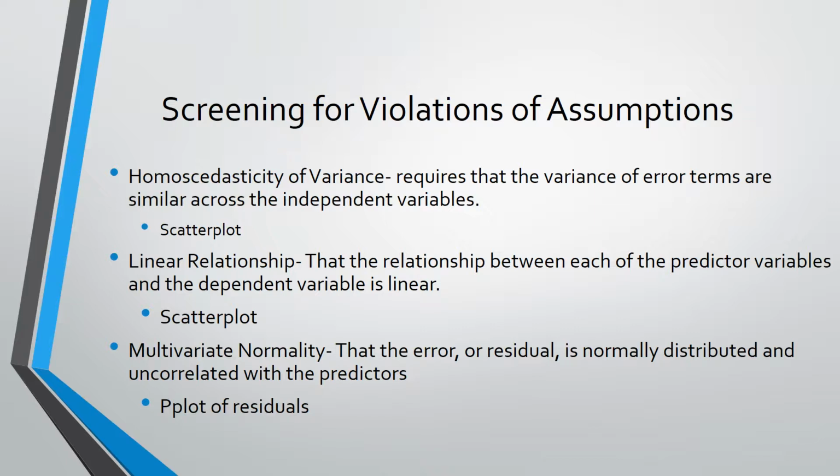The next violation of assumption that we're going to have to look at is to determine the linear relationship of the variables. And that's the relationship between each of the predictor variables and the dependent variable, and we want to make sure that it's linear. And we can also do that by looking at the scatterplot or a matrix scatterplot. And the last violation of assumption that we're going to look at is the multivariate normality. And we look at the p-plot of the residuals to determine that the error or the residual is normally distributed and uncorrelated with the predictor variables.